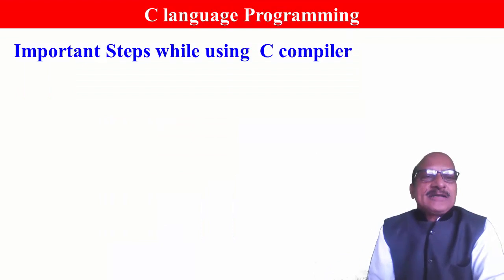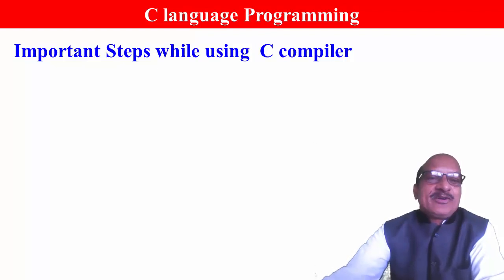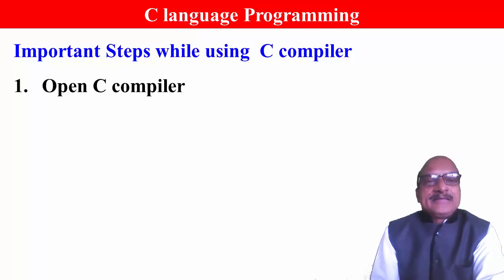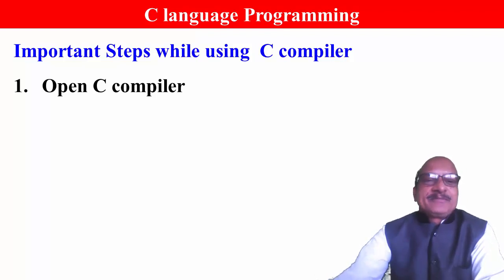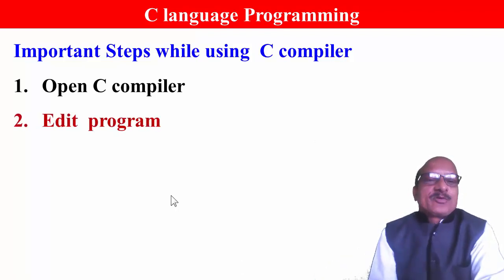Now let us see what are the important steps while using the C compiler. You should follow all these steps so that you can do C language programming very nicely and you will not find any difficulty in doing C language programming. So the first step is you have to open the C language compiler which is already installed on your PC or laptop. The second step is edit a program.